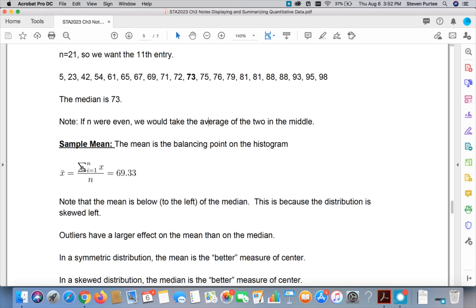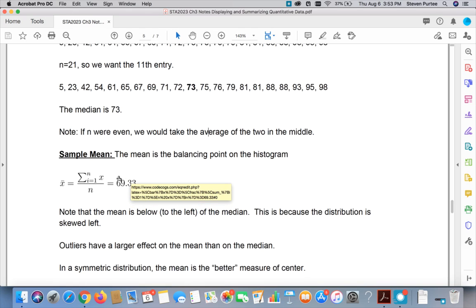This letter here is the Greek letter sigma. That means sum. X is our data points. N is our sample size. So this formula here is exactly what you already know to do. Add them all up and divide by the number you have. You should try this on your own, but if you add these all up and divide by 21, you get 69.33.